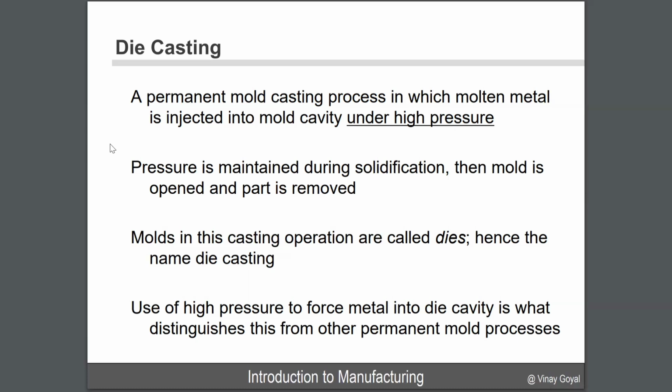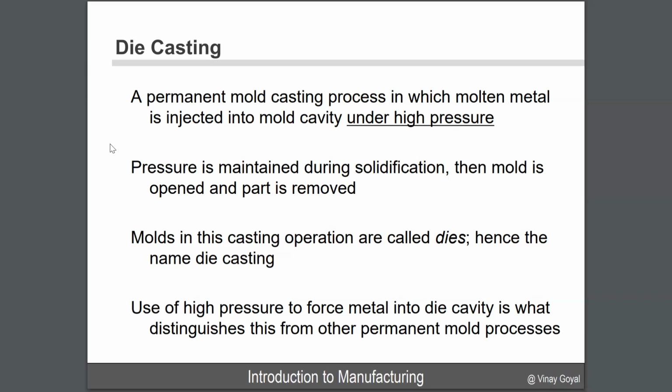Die casting is one where you inject the mold cavity with high pressure applied. And that pressure, you will maintain throughout the whole solidification process. Then the idea is you take the mold, you open it, and now you have the part. That's where the name die comes from, because the molds in this casting operation are called dies. The idea is to use high pressure to force metal into the cavity, and by doing that you're also trying to remove voids.